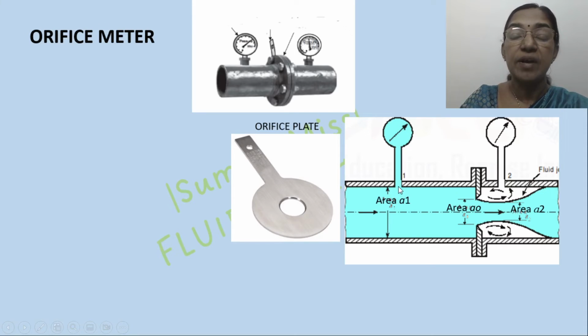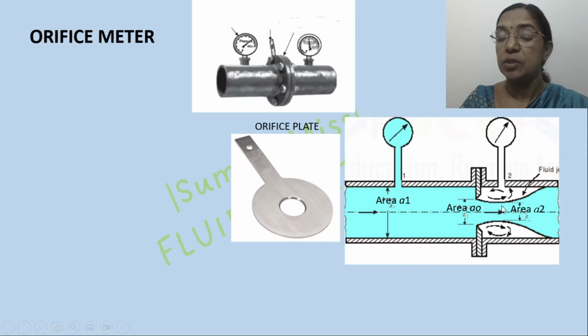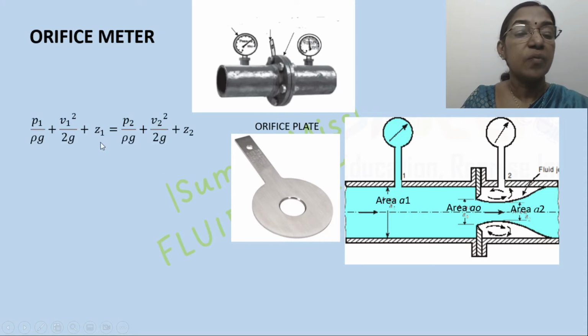Area A1 represents the area of this pipe and area A0 represents the area of this orifice. This contracted portion, the smallest flow area, is called the vena contracta. The area at the vena contracta is equal to A2. Now we can apply Bernoulli's equation at sections 1 and 2.